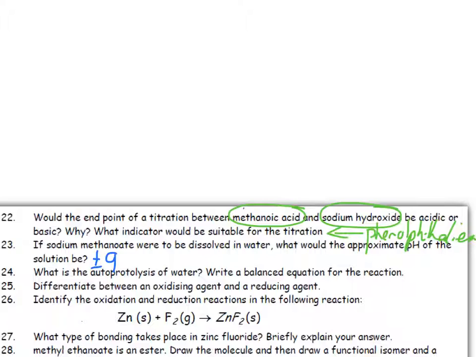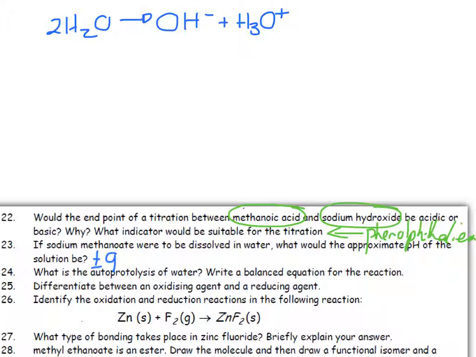What is the autoprotolysis of water? Write a balanced equation for the reaction. Autoprotolysis is when water breaks up into its constituent ions spontaneously. And the balanced equation for that is going to be 2H2O becomes OH minus plus H3O plus.